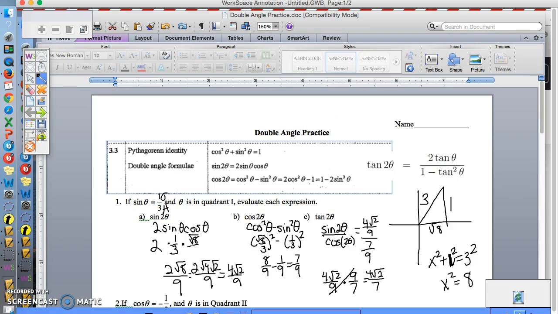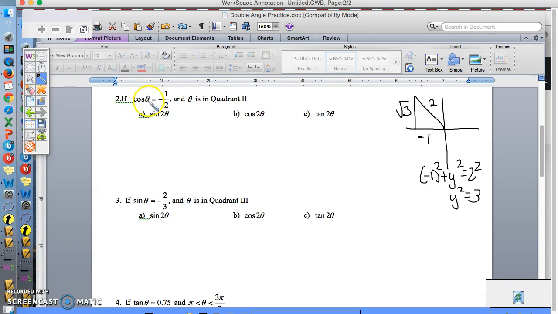And then we can use those formulas again. 2 sine of theta, cosine of theta. So you end up with 2 root 3 over 2 times negative 1 over 2. So 2 times negative 1, so we have negative 2 root 3 over 4. So this reduces down to negative root 3 over 2.